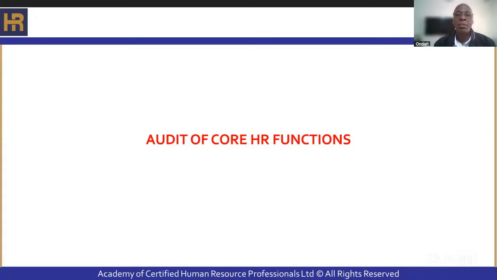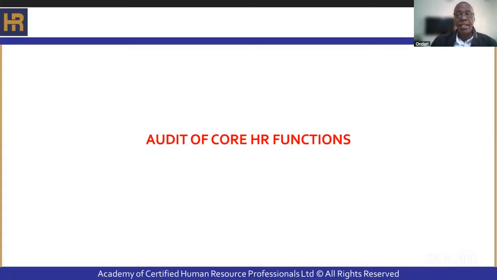As I will demonstrate, these are 5 key activities, namely 1, recruitment and onboarding, 2, performance and compensation, and 3, employee relations and benefits. These are key in the sense that an organization cannot do without them.